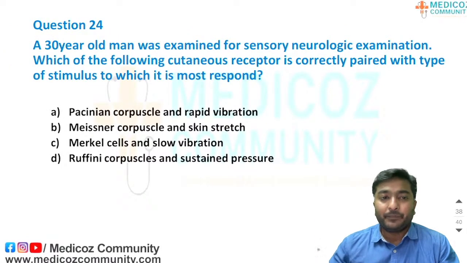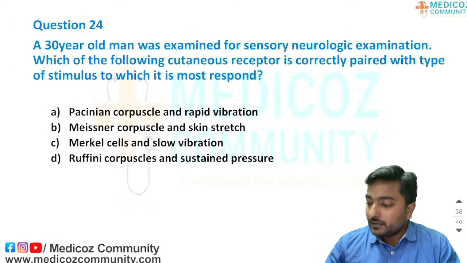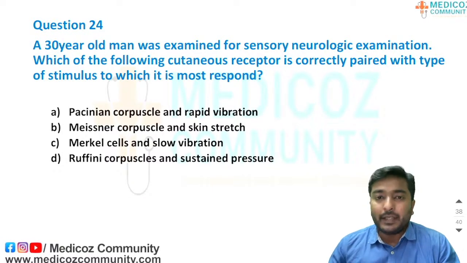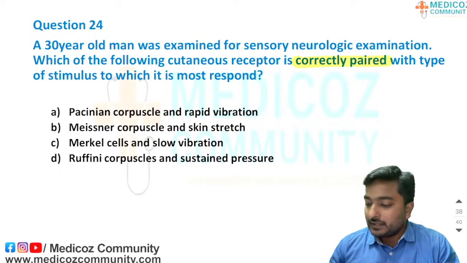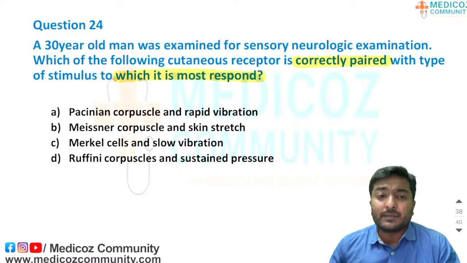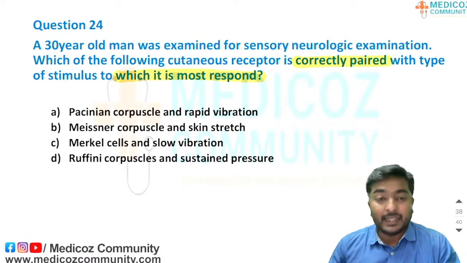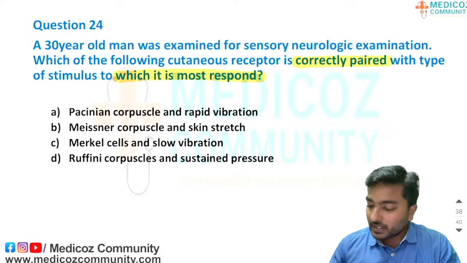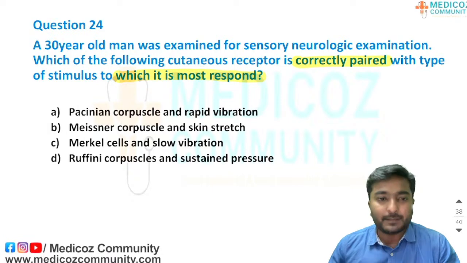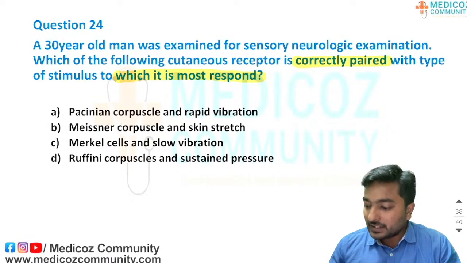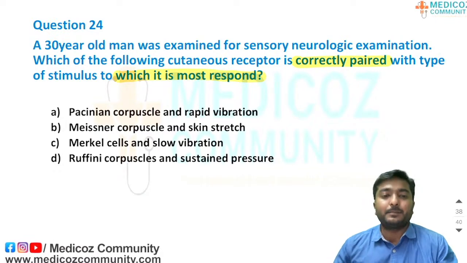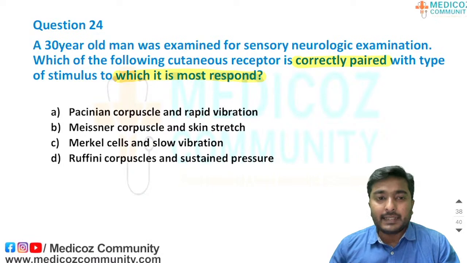Coming to the next question. A 30-year-old man was examined for sensory neurological examination. Which of the following cutaneous receptors is correctly paired with the type of stimulus to which it most responds? They are asking for the best stimulus for the receptors. Option A, Pacinian corpuscle and rapid vibration; Meissner corpuscles and skin stretch; Merkel cells and slow vibration; or option D, Ruffini corpuscles and sustained pressure. What could be the answer?